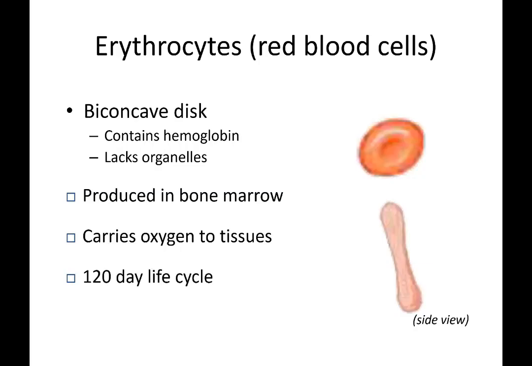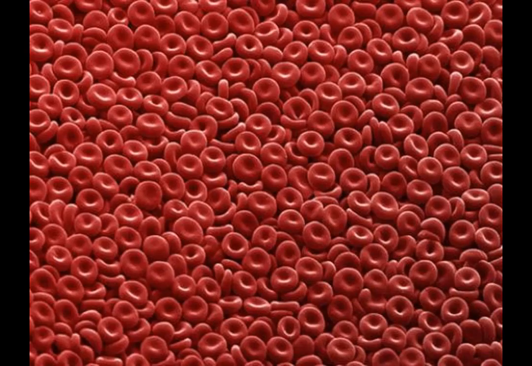It's carrying oxygen to the tissues. It lasts for 120 days. So if it lasts for 120 days, we have to have a dedicated area for it to get removed when it's all tattered and worn out, and that would be the spleen. And I put the liver in parentheses because if you don't have a spleen, then the liver will take over the job.